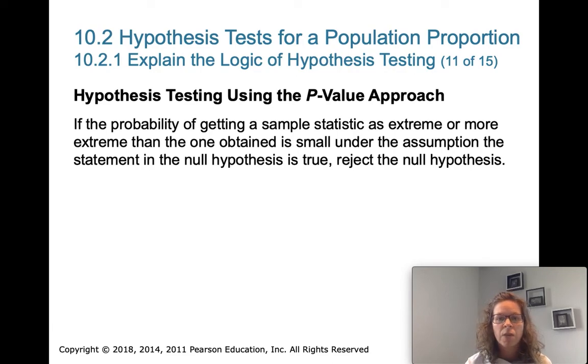So if the probability of getting a sample statistic as extreme or more extreme than the one obtained in our sample is small, then we're going to reject the null hypothesis. If we find out there's only like a 1% chance that this sample happened, we're going to say, that's pretty unusual. It's pretty rare, so I think that might be enough evidence for me to change my mind. If we find the probability of getting a sample like this is 32%, well, that's not very rare, so I don't think you've convinced me to change my mind yet.